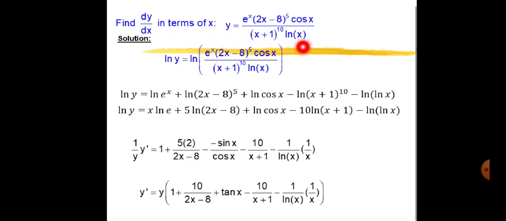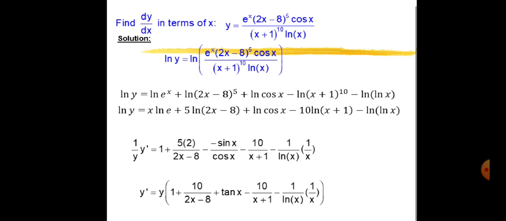Find dy dx where y equals e power x times 2x minus 8 to the power 5 cosine x over x plus 1 to the power 10 ln x. Very hard problem if you think that you can use product rule and the quotient rule. So to break the complexity of this problem, because we have more than two terms multiplied by each other, or we have a quotient, we have to apply ln for both sides.